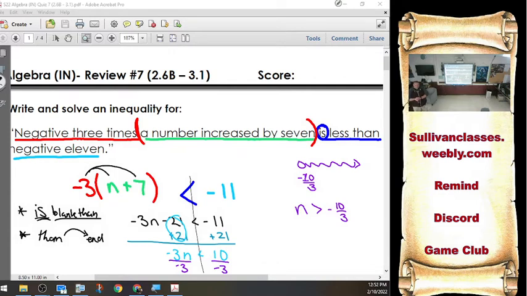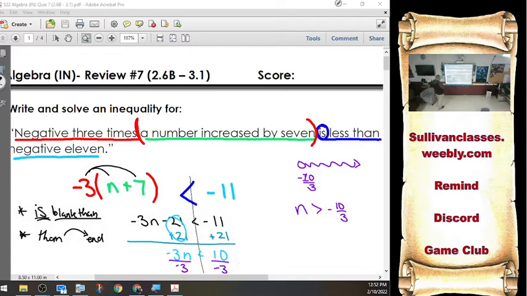If you don't have the is, or am, was, were, are, whatever the linking verb is, if you don't have that smashed up against the words, it means add or subtract this. If it's smashed up against the words, it means this is the inequality. Okay?